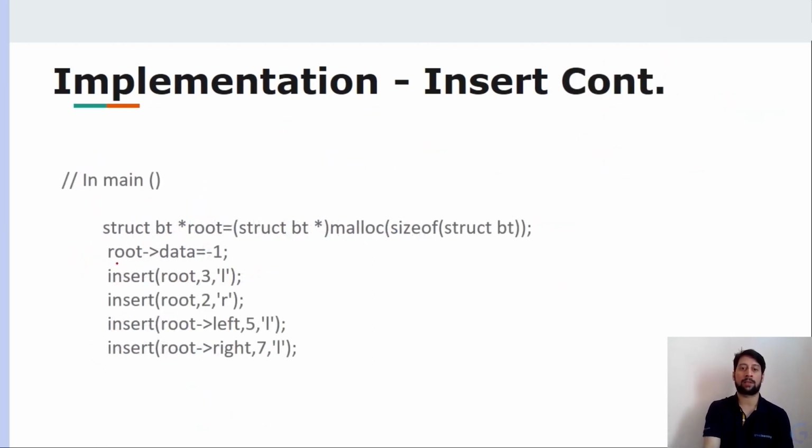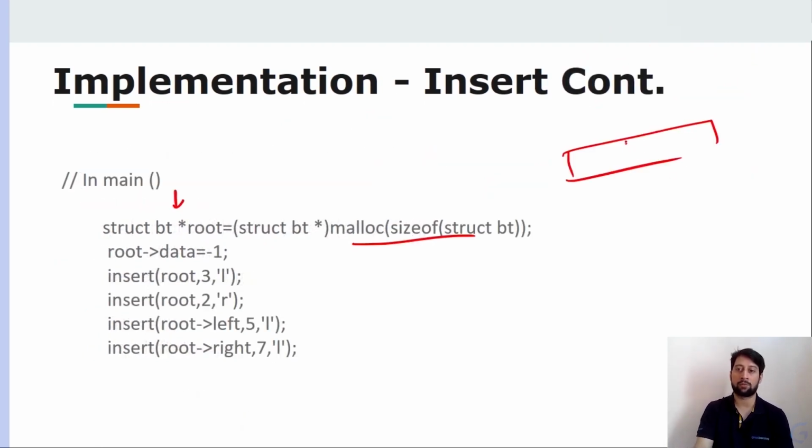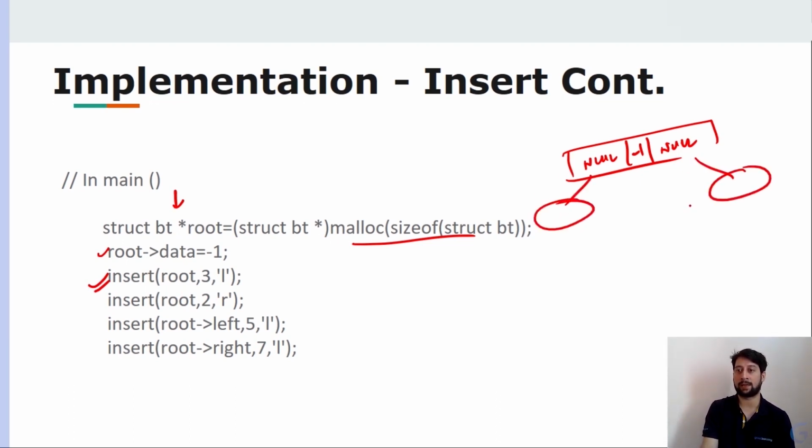In the next slide, we are creating another thing. We are creating a root over here, and we are saying allocate memory to this root. That means the root node that was earlier here, we created this and allocated -1 in the data part. Then the left and the right will be null. Then we are inserting: insert the value on this side, insert the value on this side.